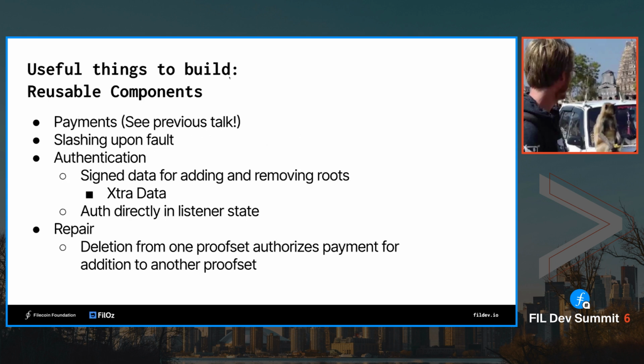Then there are more powerful things. As in the previous talk, you can implement payments on the other side. For example, when you add a root, you require payment in order to do the adding, and then you can do slashing upon faulting or removal. Using the extra data field, you can sign as a client, and you can require from the listener that the client has signed for adding and removing roots. We could build little things like a repair gadget: if you delete from one proof set, one listener can communicate with another and authorize payment for adding to another. So there are lots of good things there.